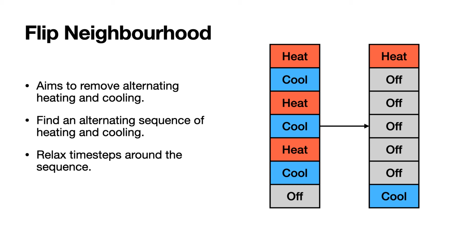These sequences arise when the temperature is hovering around the comfortable temperature. Earlier in the search, the neighborhoods try to cool and heat when the temperature is alternating below and above the comfortable temperature. The flip neighborhood aims to turn off the air conditioning during these sequences.